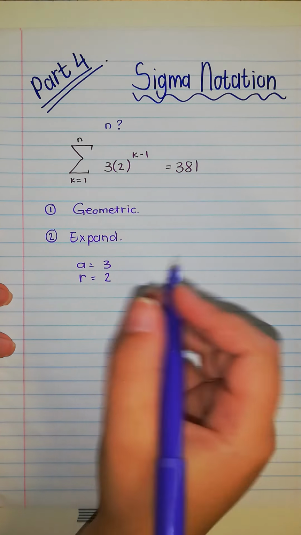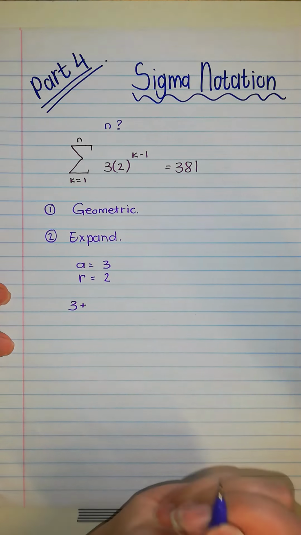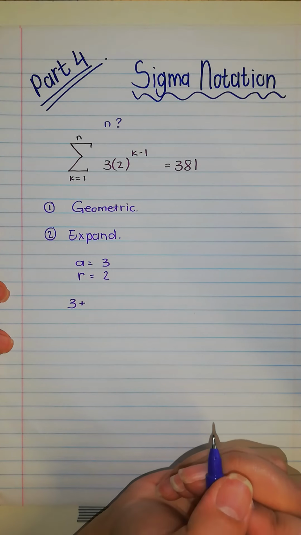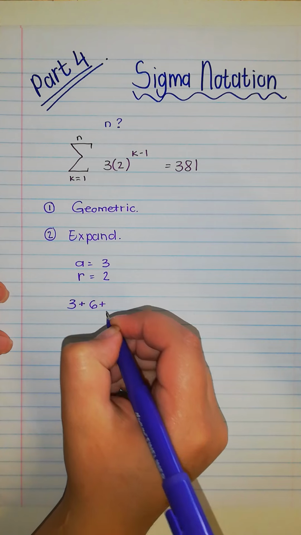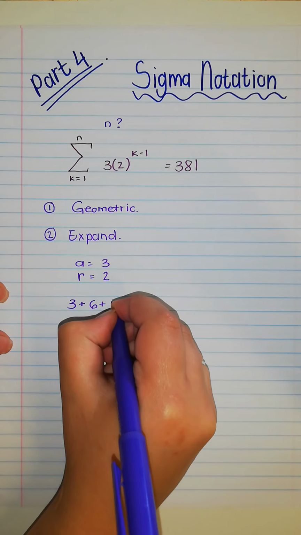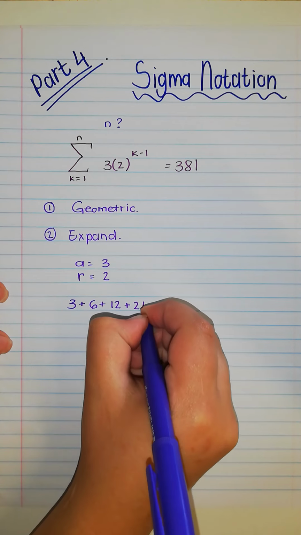So now I go expand. My first term was 3, and plus, because we're busy with series, 3 times 2 is 6, plus 6 times 2 is 12, plus 12 times 2 is 24.